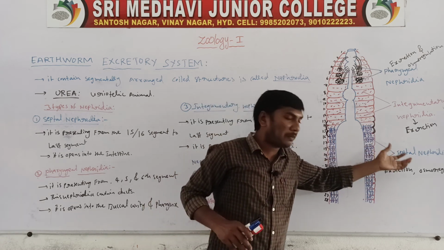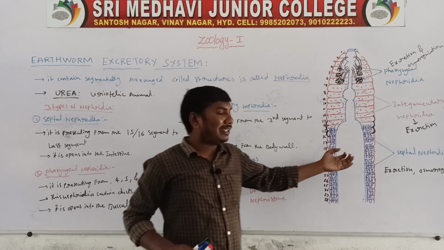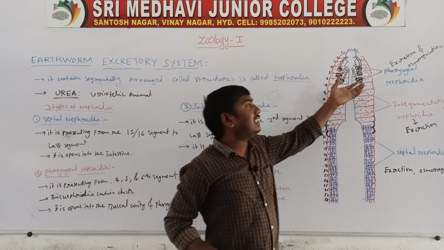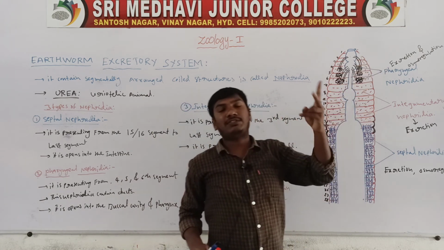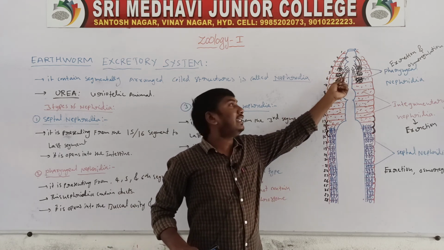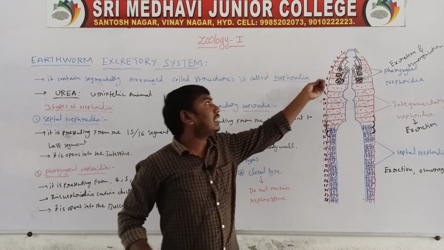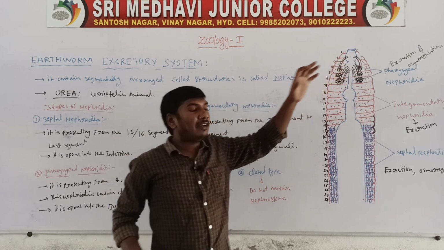First one, septal nephridia. The septal nephridia are present from the 15th segment to the last segment. They open into the intestine. Next one, pharyngeal nephridia. They are present on the 4th, 5th and 6th segments. Each segment contains a pair of nephridia. These nephridia have ducts, which open into the buccal cavity and pharynx.